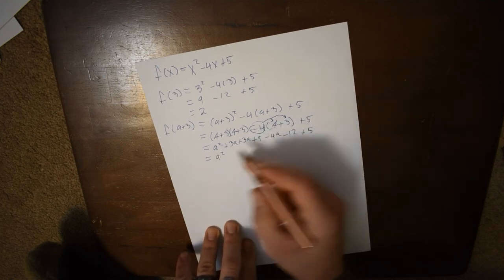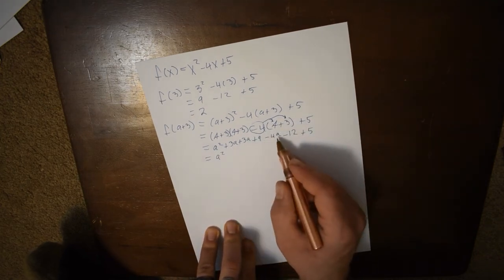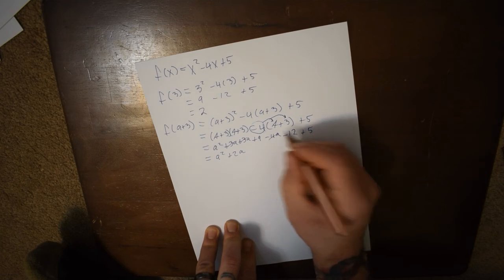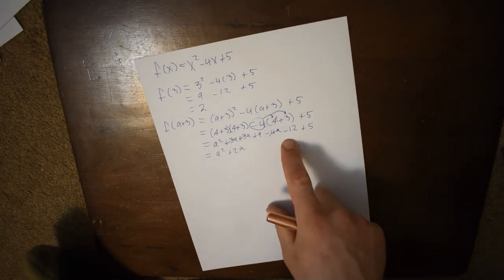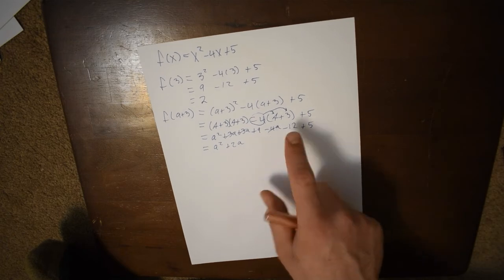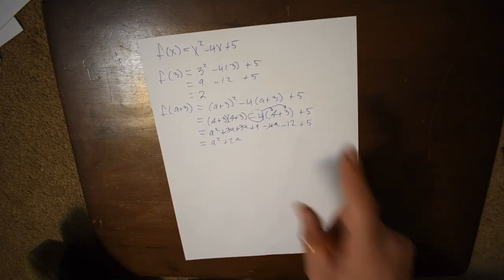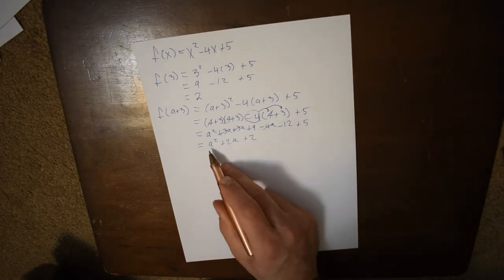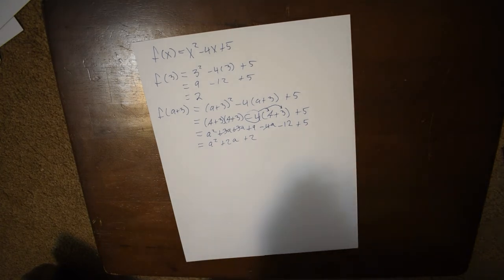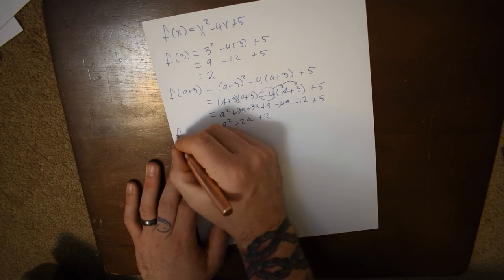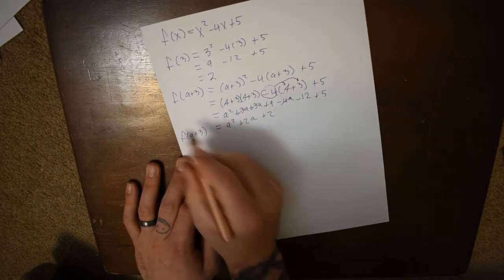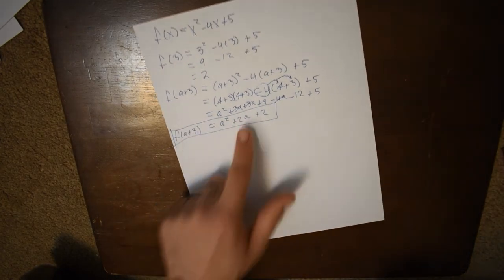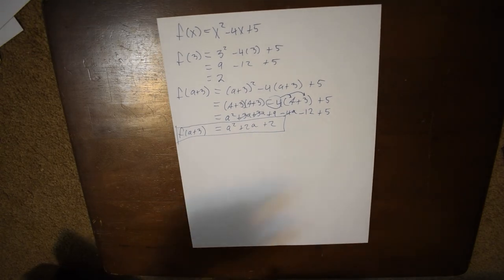We've got an a squared. We've got 6 a's minus 4 a's, which would give us plus 2a. And then negative 3 or 9, take away 12 is negative 3, plus 5 is going to be plus 2. So we've got a squared plus 2a plus 2. So it's okay, our function isn't going to give us a number. It's going to give us a brand new polynomial, and that's what you're expecting in these.